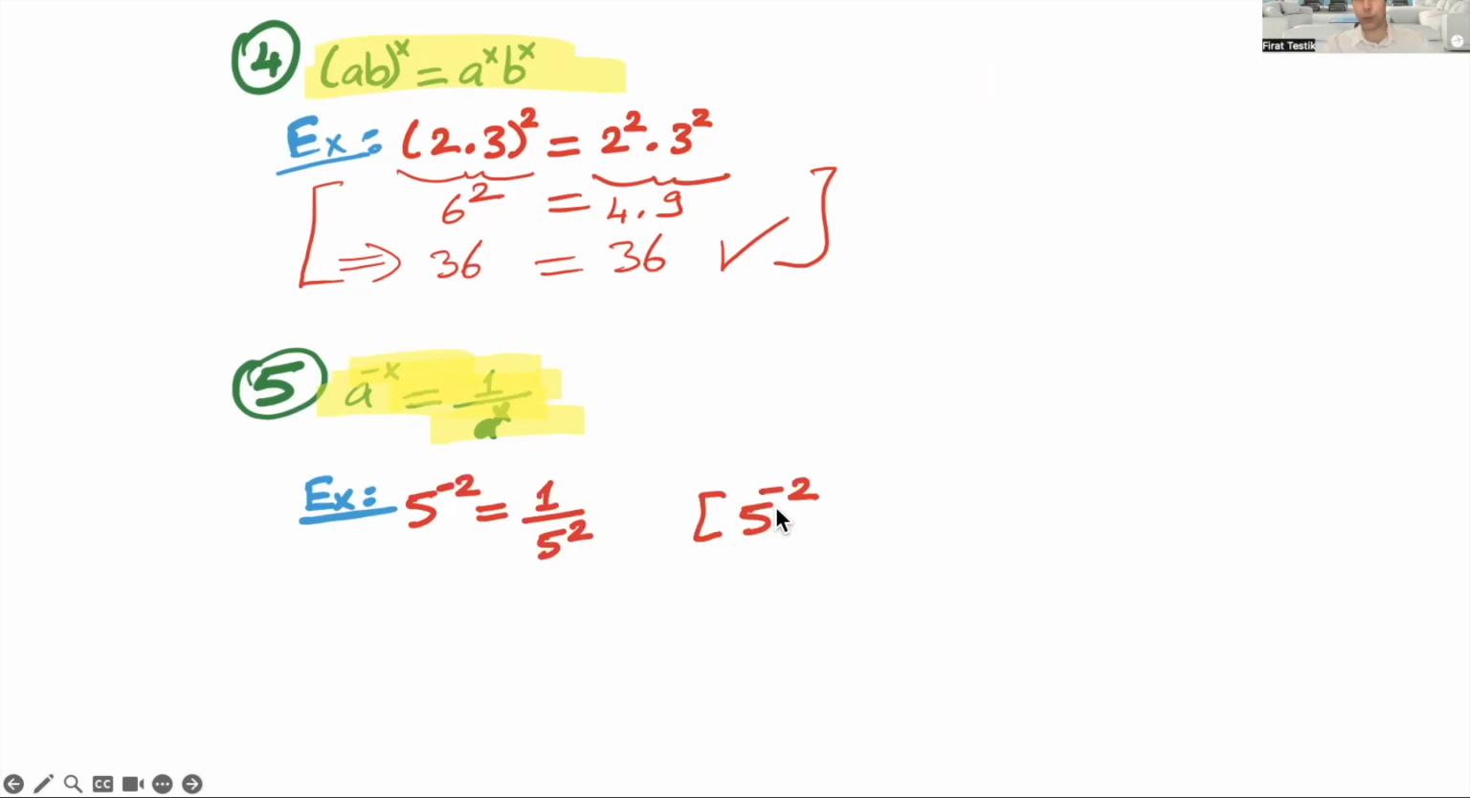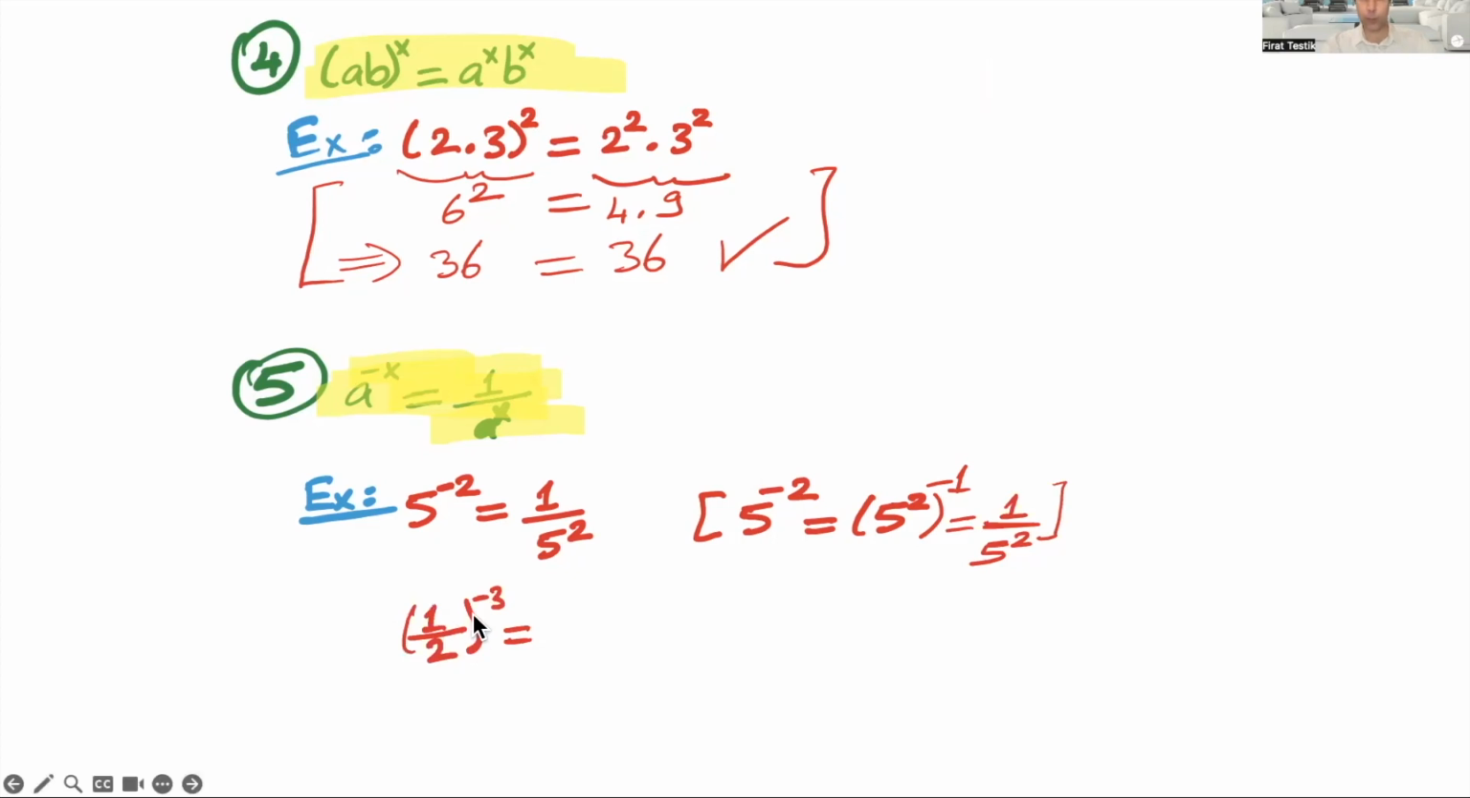Which we can also show in another form. Consider 5 to the negative 2 is equal to 5 to the power 2, to the power negative 1. This is from property 3. So this is equal to, from property 5, 1 over 5 squared. All right.